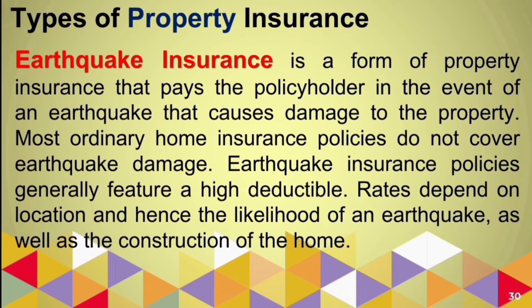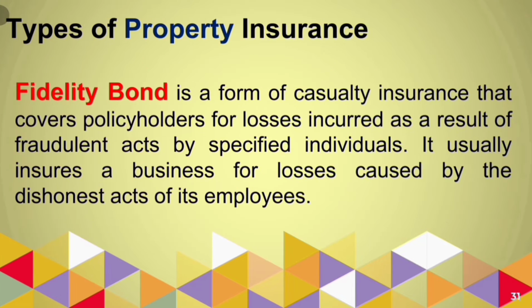Most ordinary home insurance policies do not cover earthquake damage. Earthquake insurance policies generally feature a high deductible. Rates depend on location and hence the likelihood of an earthquake, as well as the construction of the home. Types of property insurance. Fidelity bond is a form of casualty insurance that covers policyholders for losses incurred as a result of fraudulent acts by specified individuals. It usually insures a business for losses caused by the dishonest acts of its employees.